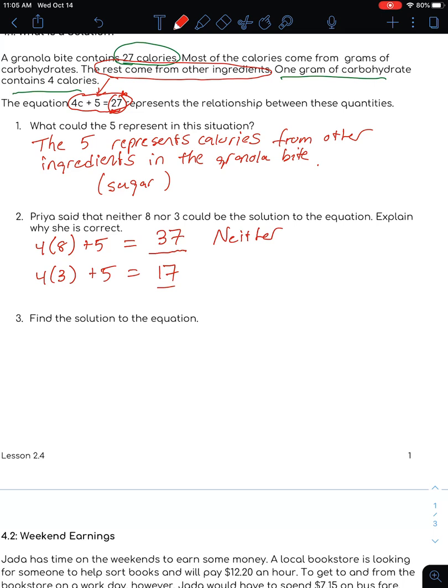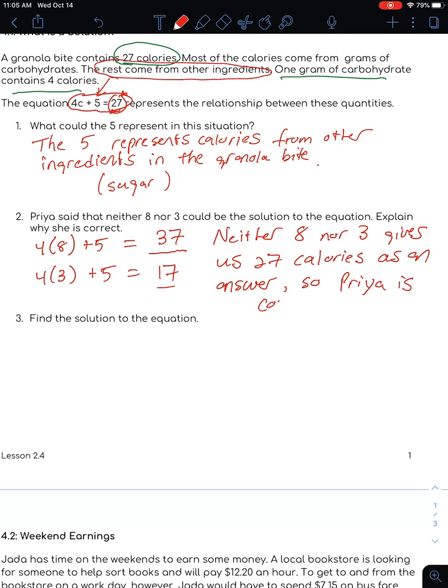So neither 8 nor 3 gives us 27 calories as an answer. So Priya is correct.